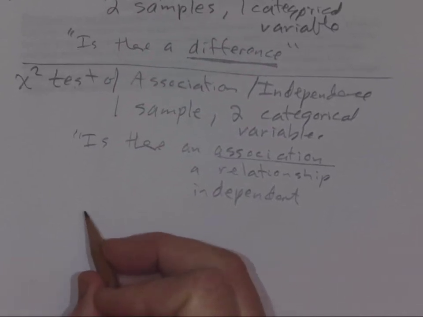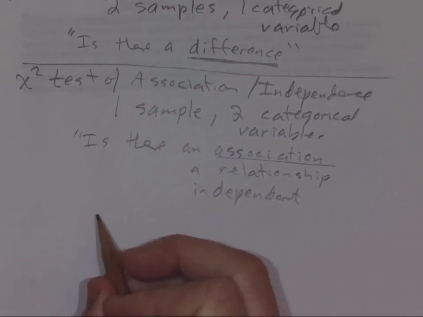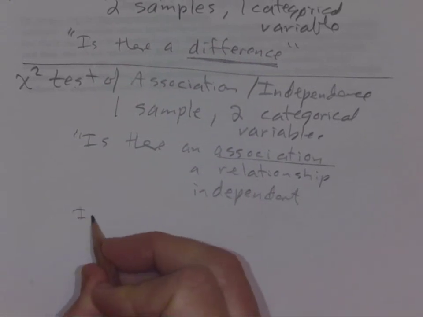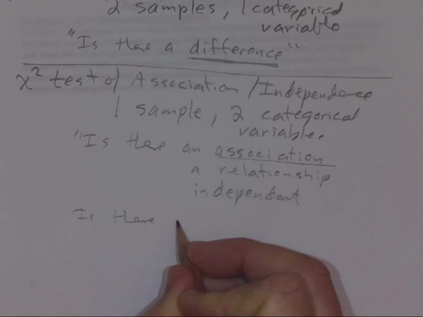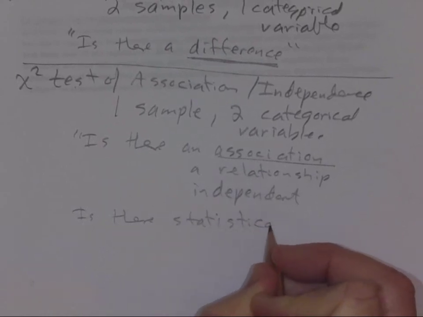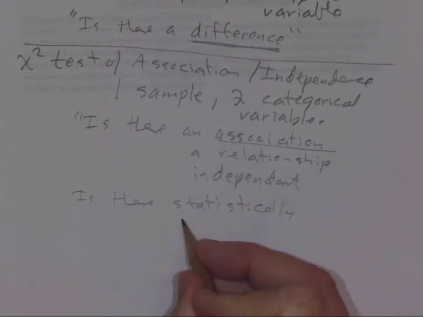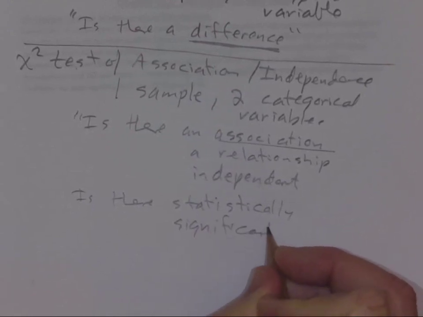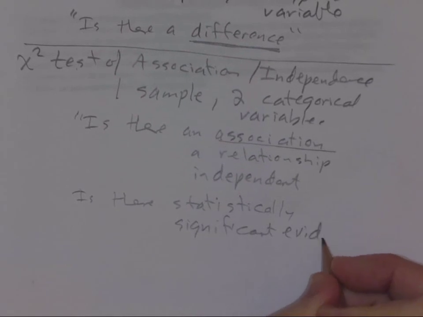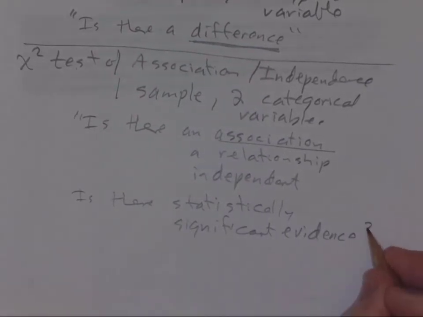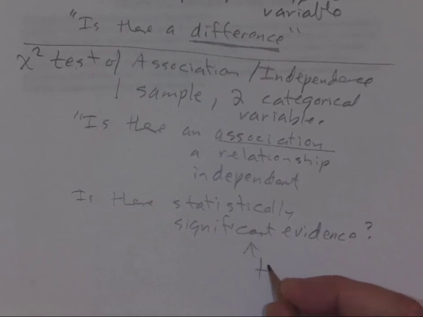Is that it may ask you to do a test. It'd say, hey, perform a test of significance. Or it may say, is there statistically significant evidence of something. And in general, when they ask, is there statistically significant evidence, that means do a test.